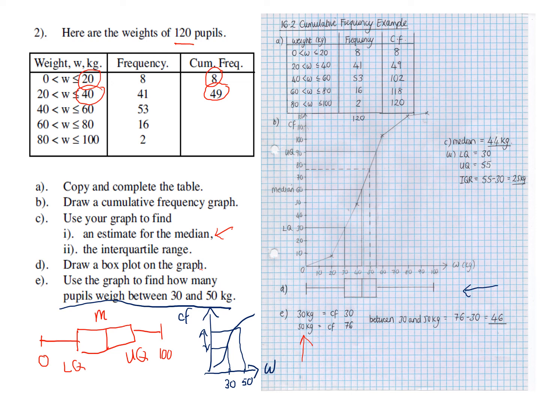What I've done to work out how many people weigh between 30 and 50, I've gone up from 30 on my x-axis. Now actually, that's my lower quartile, so I've already got that line drawn on. So the cumulative frequency for 30 kilograms is 30. And then I've drawn the dash line here at 50, and the cumulative frequency I read off as 76. So between those two values, there are 46 pupils. Okay, so hopefully you've understood all of that.